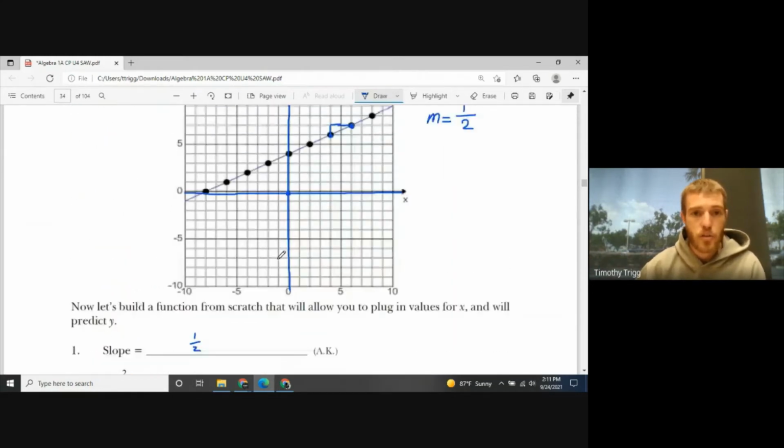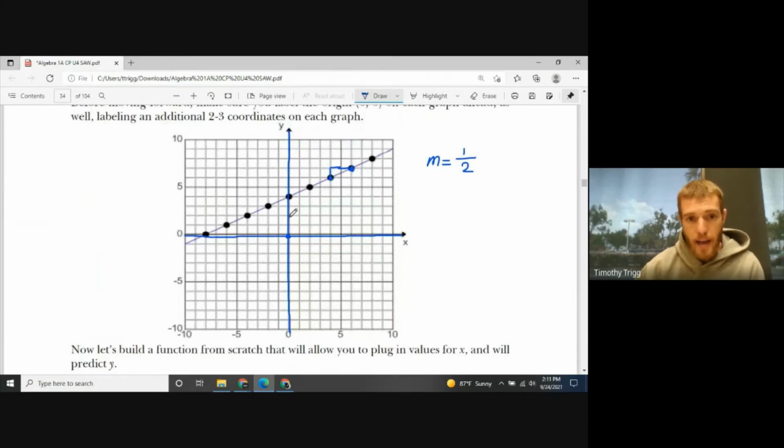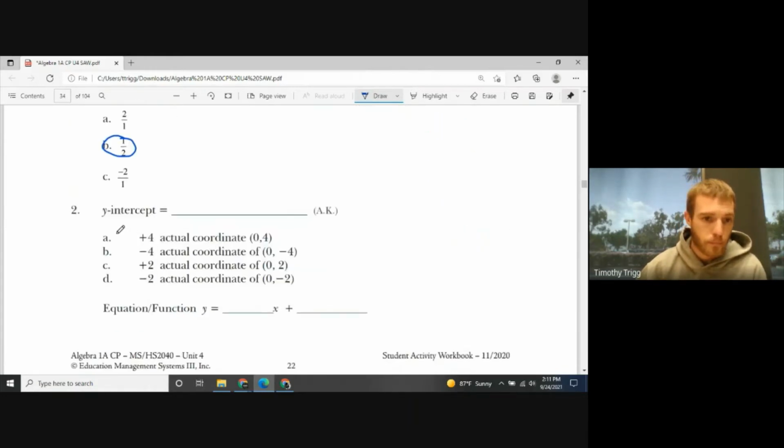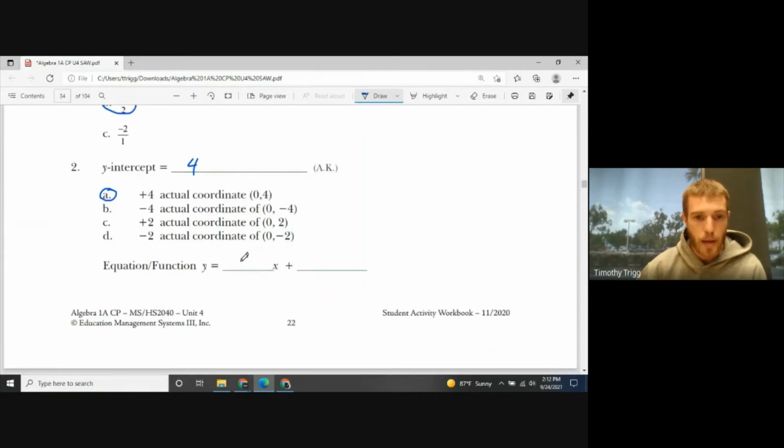Our y-intercept is where our line crosses the y-axis. So where does our line cross the y-axis? Well, right here at 4. So that means our y-intercept, the b, is 4. Then we can write our equation. y equals 1/2 x plus 4, right? y equals mx plus b. So our function is y equals 1/2 x plus 4.